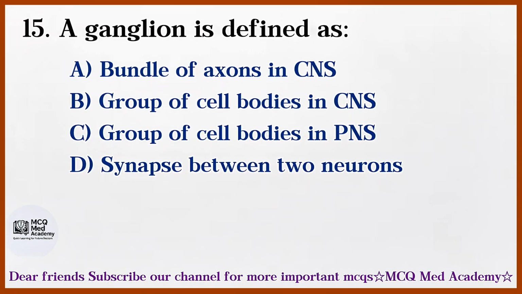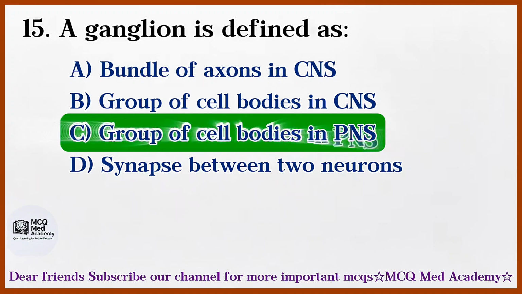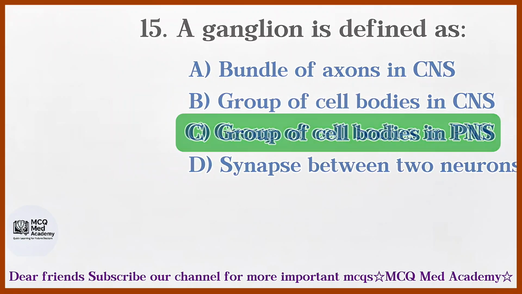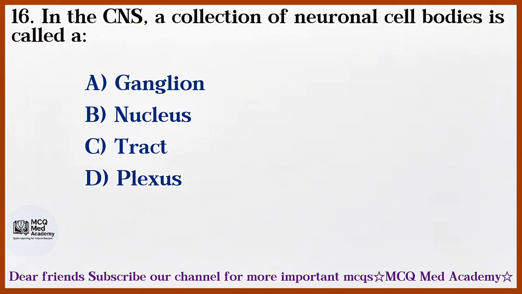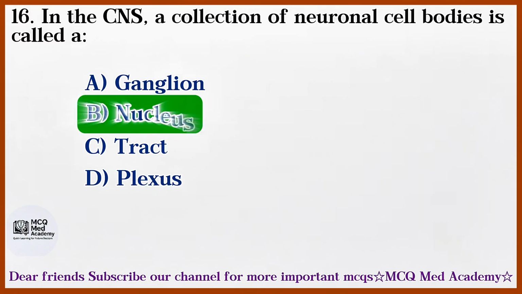15. A ganglion is defined as: Correct answer. C. Group of cell bodies in PNS. 16. In the CNS, a collection of neuronal cell bodies is called a: Correct answer. B. Nucleus.